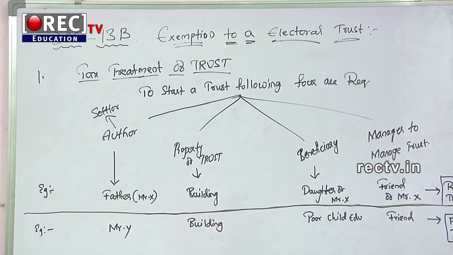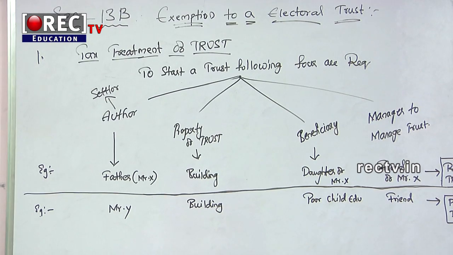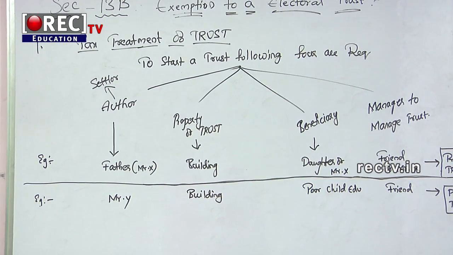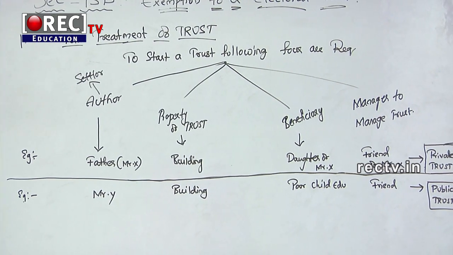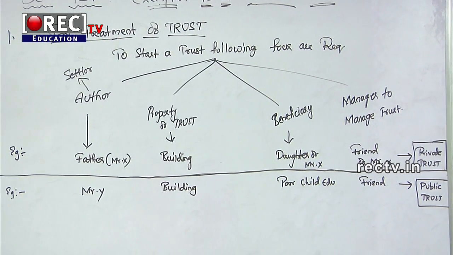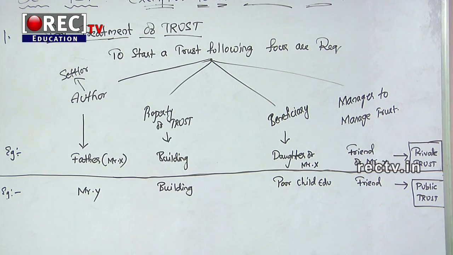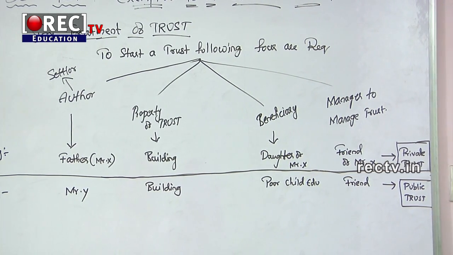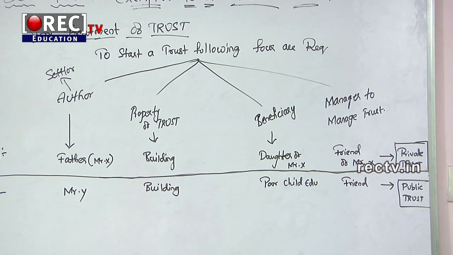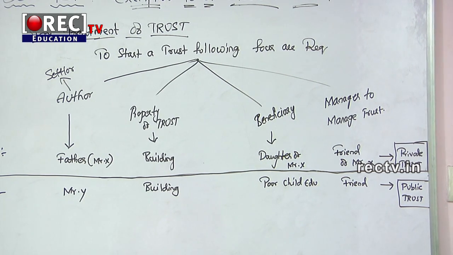Now let us see the tax treatment of trust. To start a trust, the following four are required. That is, 1. Author. He is the settlor, that is, the initiator of the trust, and there should be a property in trust, and there should be a beneficiary, and there should be one person to manage the trust.